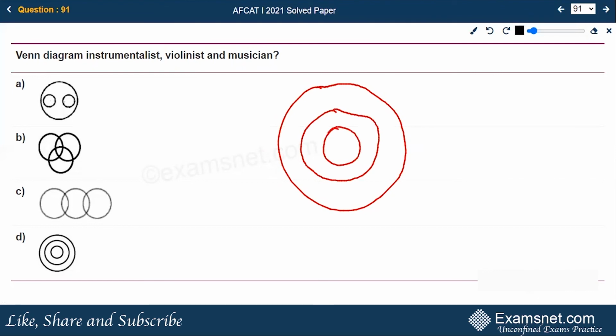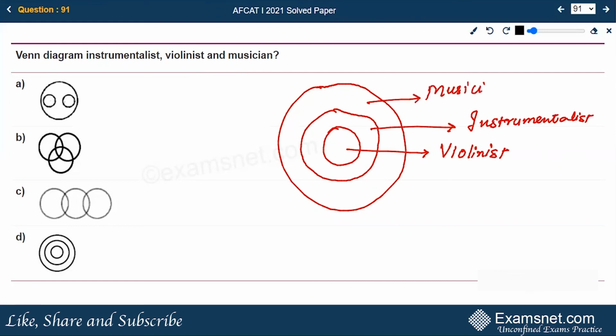So, the innermost section represents your violinist, and the next one is your instrumentalist. All instrumentalists are musicians. So option D shows the correct representation.